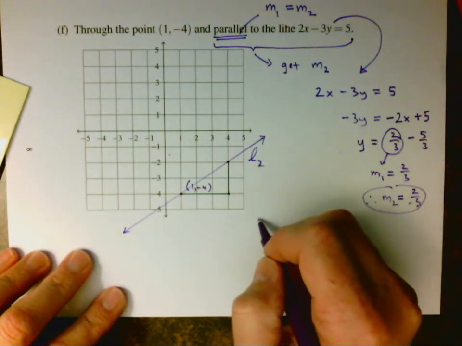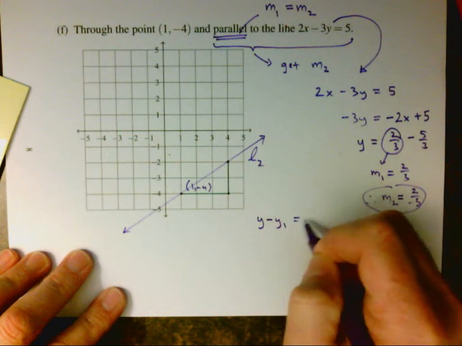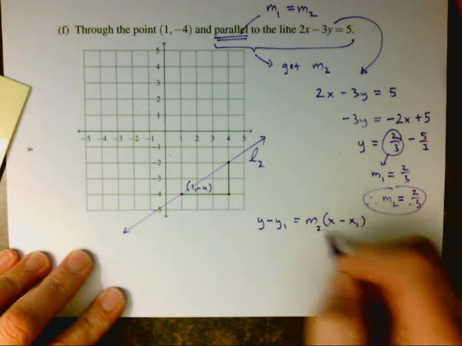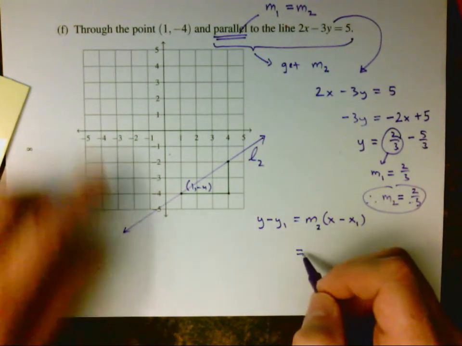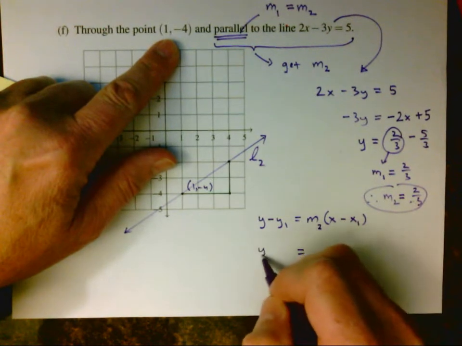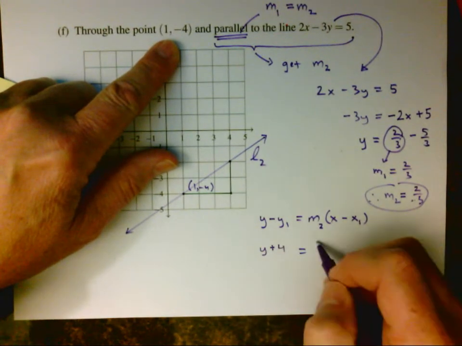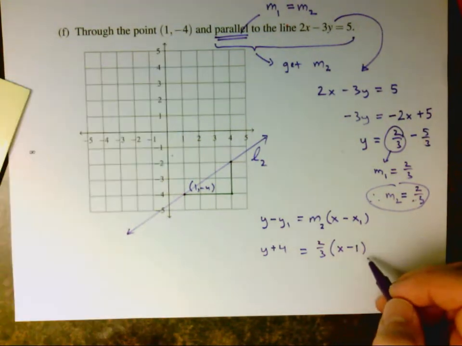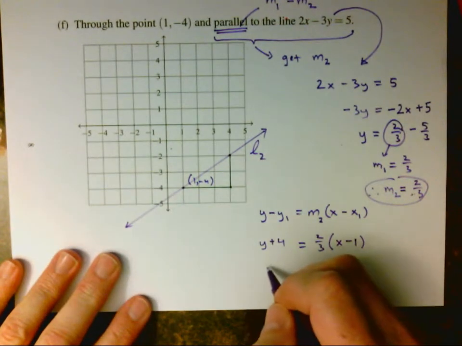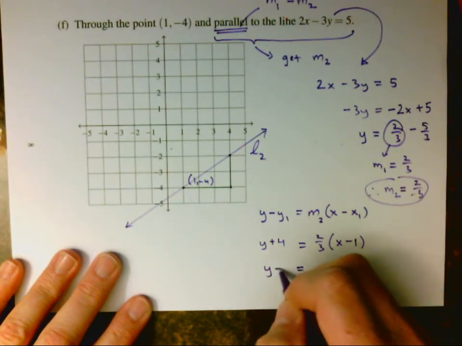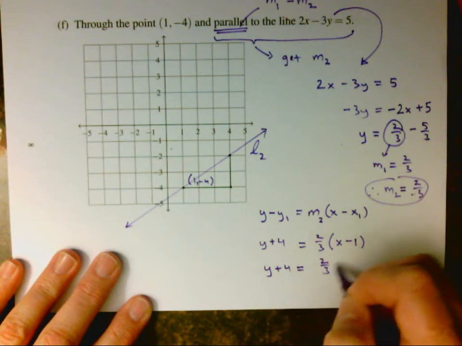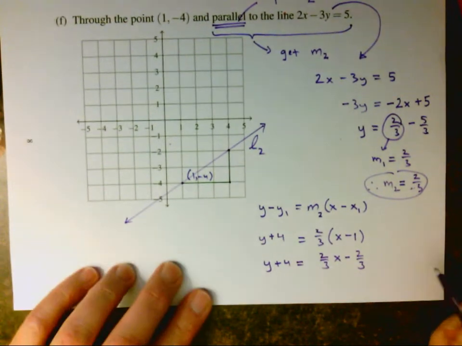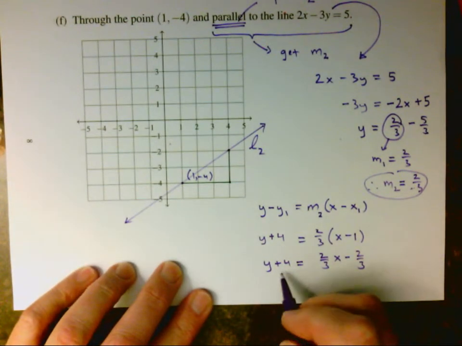Well, y minus y1 equals m times x minus x1. We're using the second slope, and we'll use this point on the line. Y minus a negative 4 is going to be 2/3 times x minus 1. So we have y plus 4 is equal to 2/3 times x minus 2/3. Subtract a 4 from both sides. Now when I subtract here, I can just subtract 4. I'll get y.